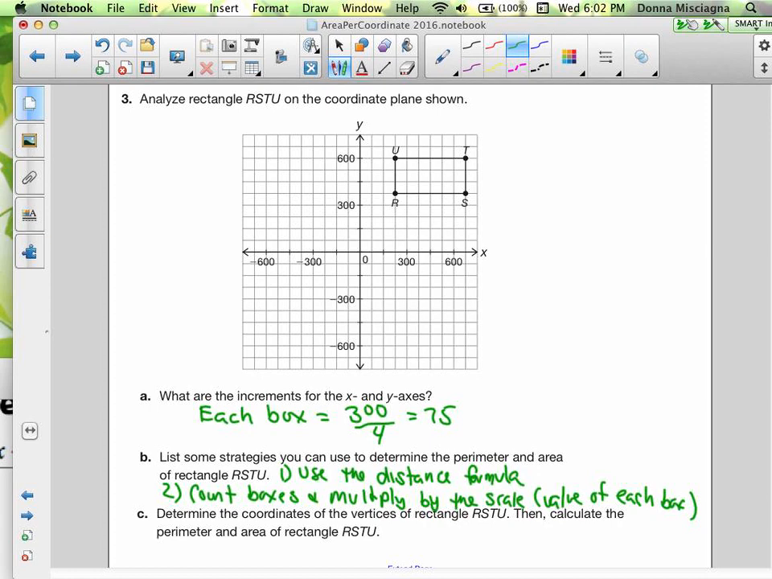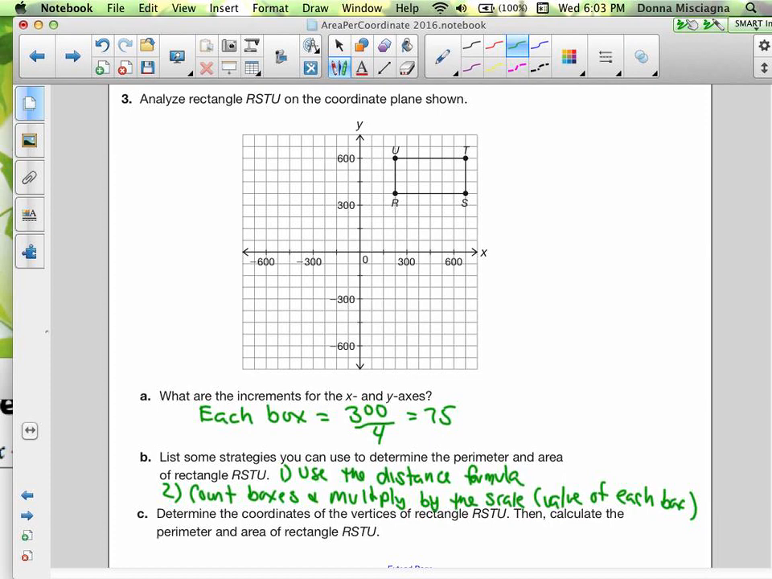B, I'm just going to have you write it down. List some strategies you can use to determine perimeter and area of rectangle RSTU. We need to know the sides. So either use the distance formula to find the sides, or second, count the boxes and multiply by the scale, the value of each box. Right? That is okay. But you have to take the scale into consideration. And we're going to do C. We're going to determine the coordinates of the vertices of the rectangle. And then tomorrow in class we'll calculate the perimeter and area.